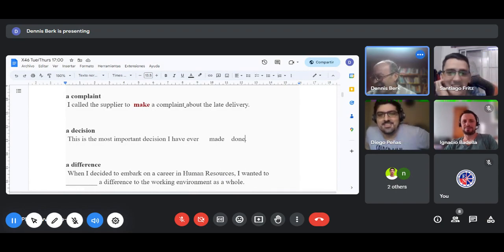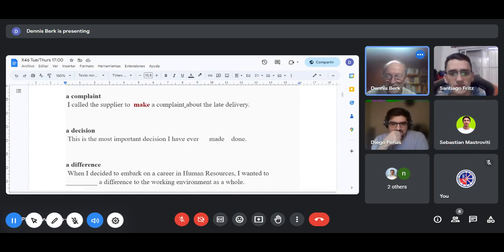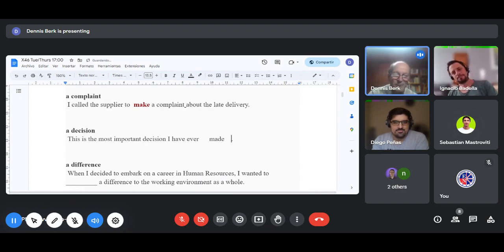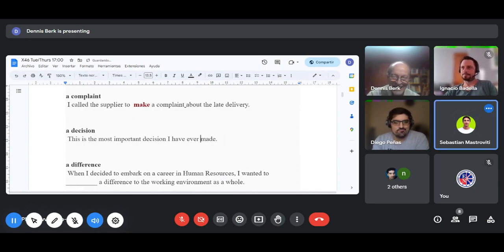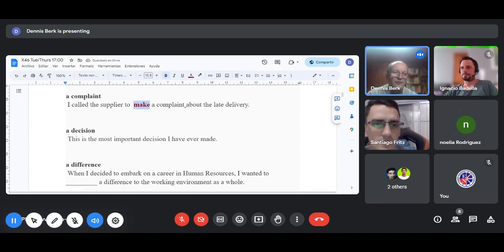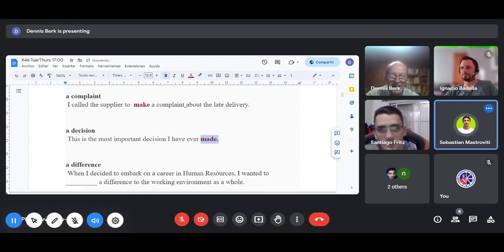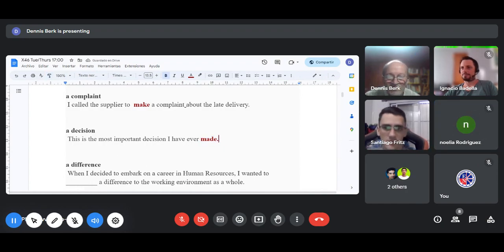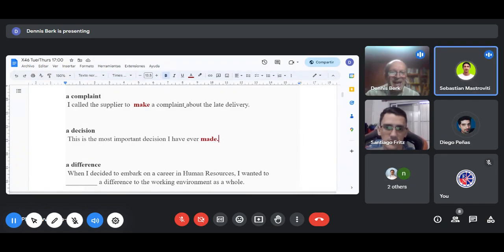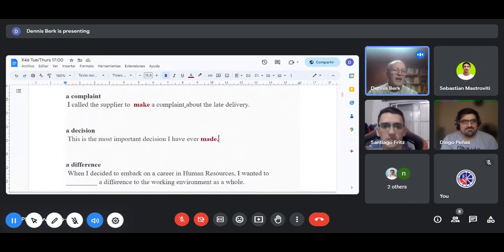Let's see. Noelia, what do you say? Done or made? Made. Okay. And Ignacio? Made. So by majority, it's correct. It's tricky sometimes. So far, it's all about make, because there are more examples with make than with do. This is the most important decision I have ever made.